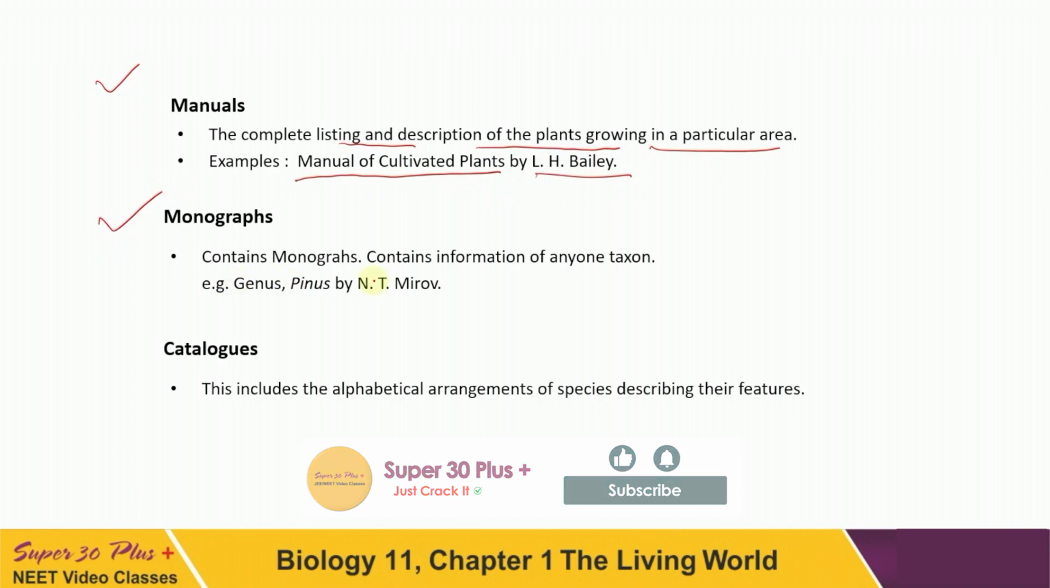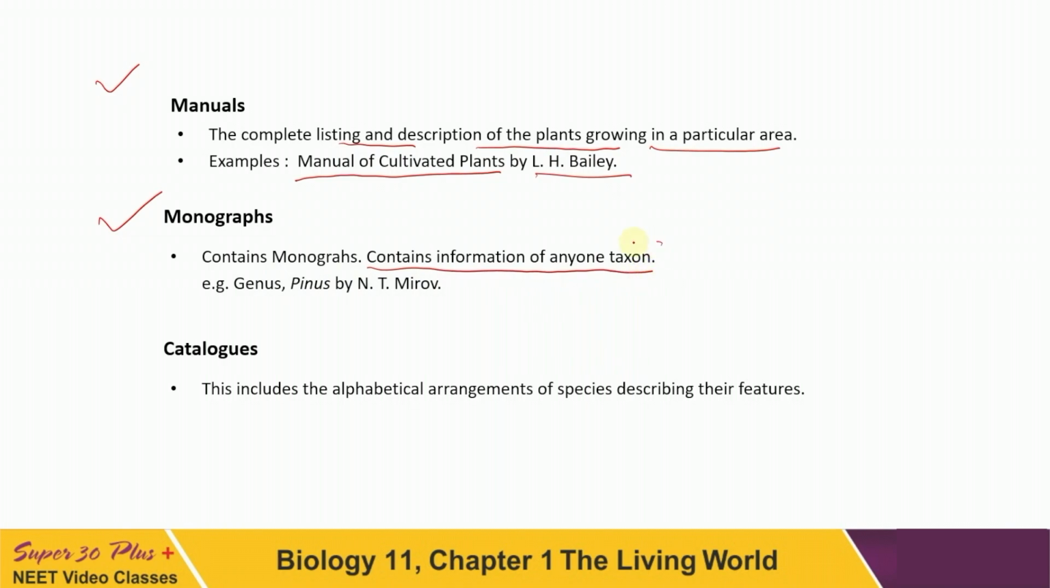Monograph. What does it do? A monograph contains information on any one taxon. Taxon, you know, may be of any category. It may be the species or it may be the genus and so on. For example, here we have the genus Pinus by N.T. Mirov. All characters, all photographs, and all important points related to Pinus are given in the monograph.